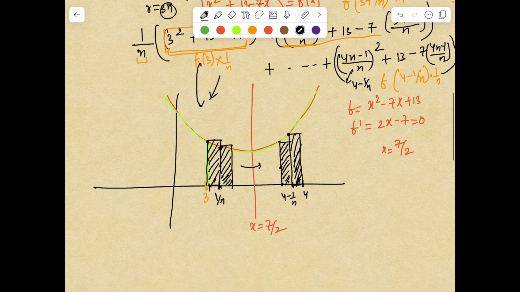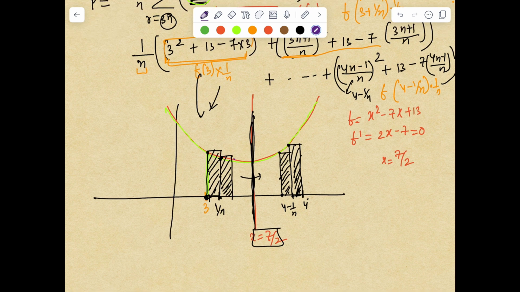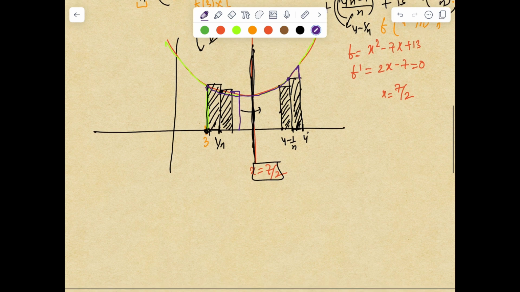Now what can we see from the picture? We can see that 7 by 2 is exactly in the middle of the interval 3 to 4, because the average of 3 and 4 is 7 by 2. So these rectangles are in symmetrical locations. I'm not saying the rectangles are symmetrical, but they are placed symmetrically with respect to the line 7 by 2. Now the beauty of this problem is how we are going to conclude whether the sum of all these areas will be lesser than the area bounded under the curve from 3 to 4, or it will be more than that.